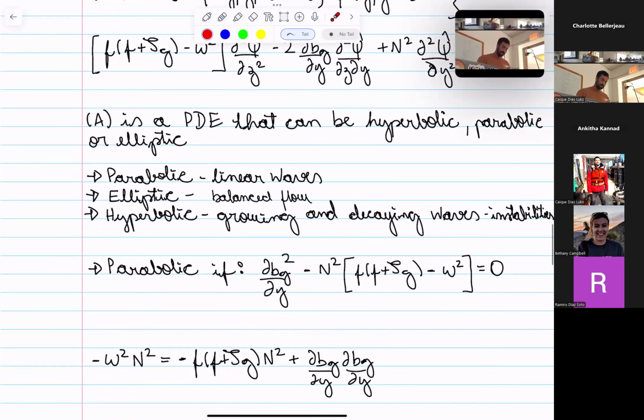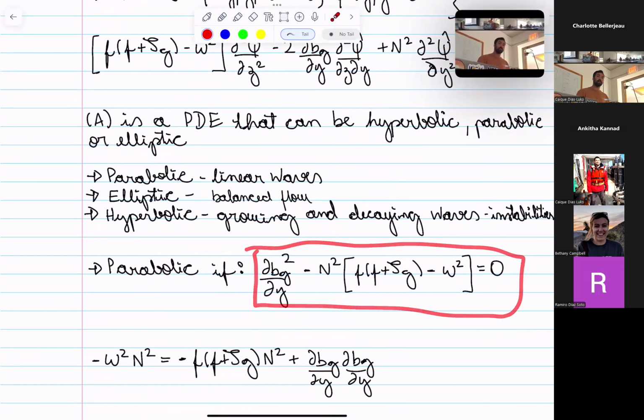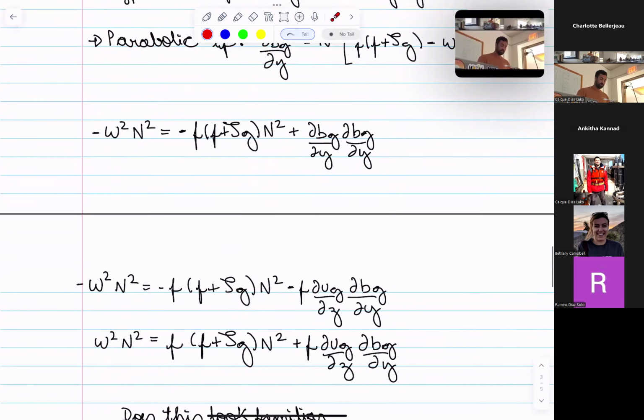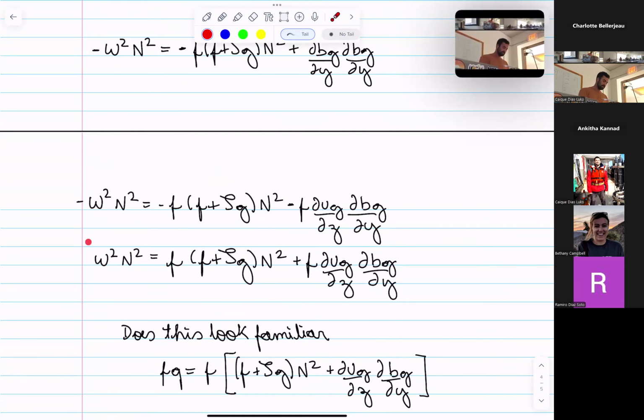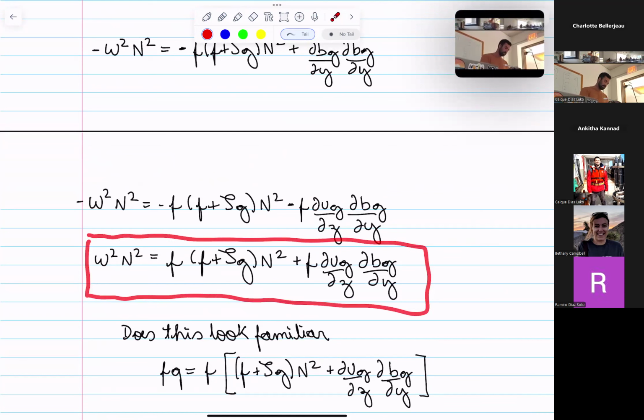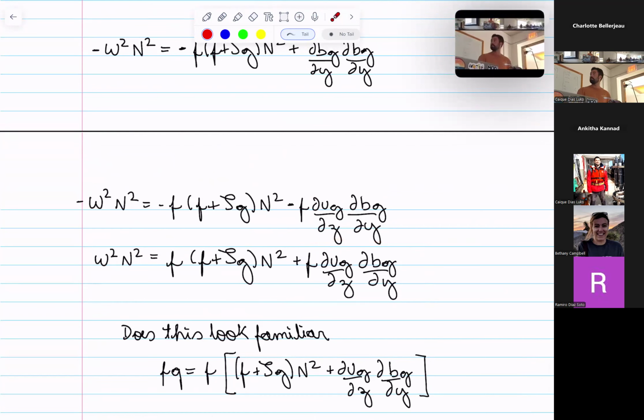And I'm just gonna jump ahead from this equation. You can recombine everything, rearrange everything, and you're gonna find this dispersion relationship. And in this dispersion relationship, you can see that it really looks like the potential vorticity that we saw in the beginning. We have the vertical component of the absolute vorticity times the vertical component of the buoyancy gradient, and you have the horizontal component of the buoyancy gradient with the vorticity.